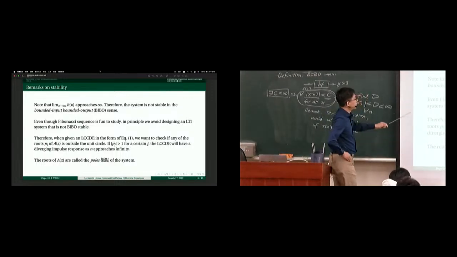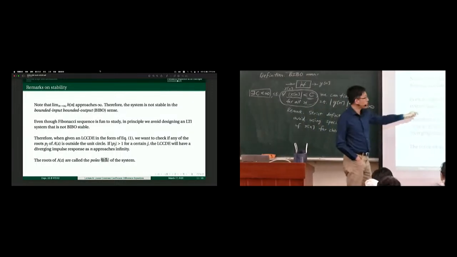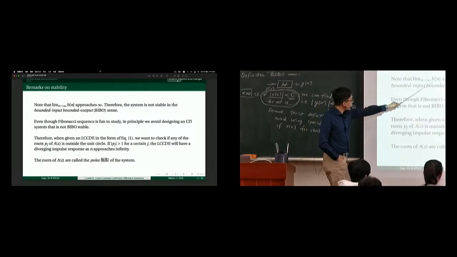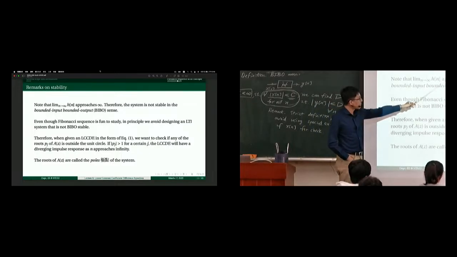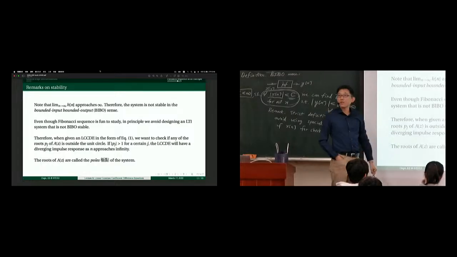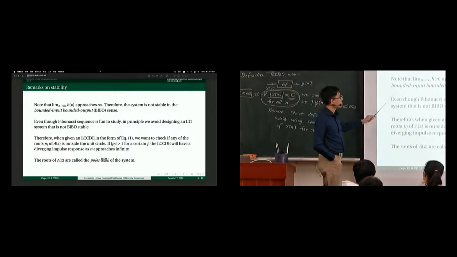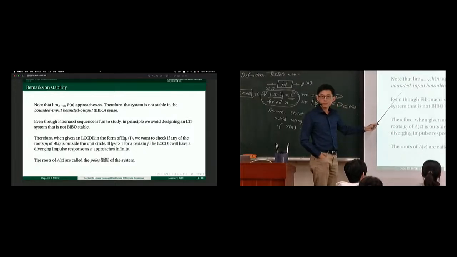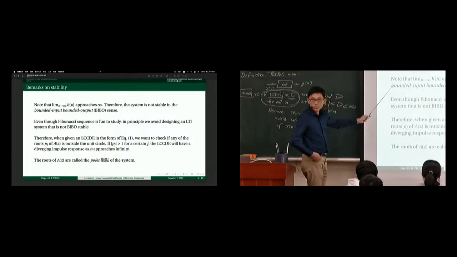So, long story short, let's come back to the note. We say that just because the impulse response approaches infinity, the system violates the BIBO definition. Therefore, we say the system is not stable in the BIBO sense. So that's the first comment.